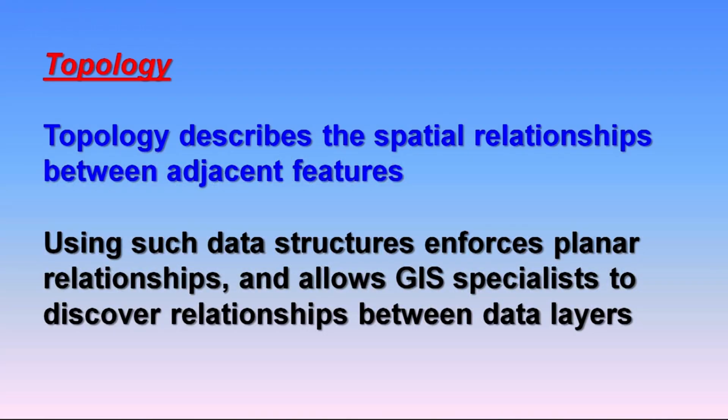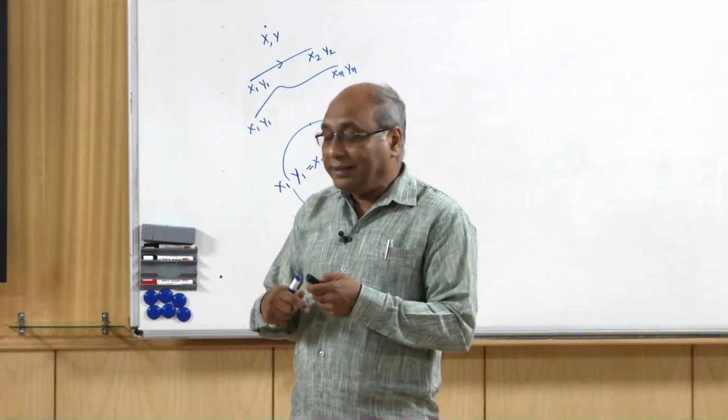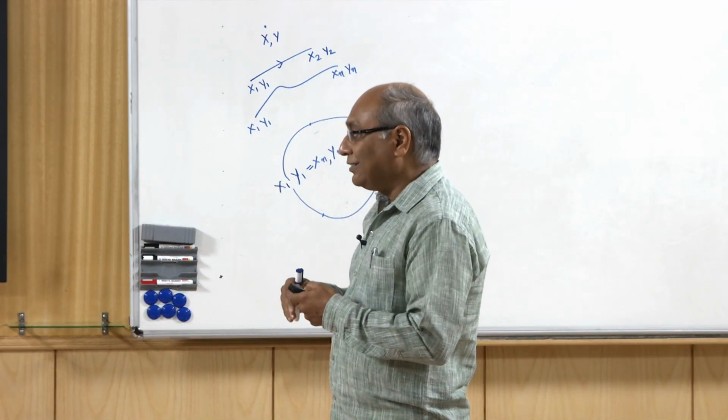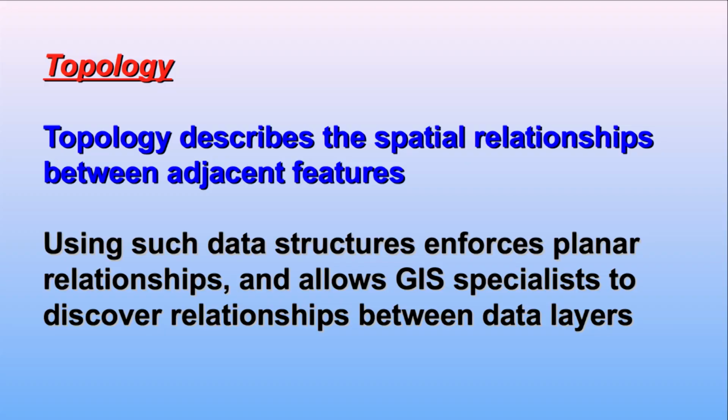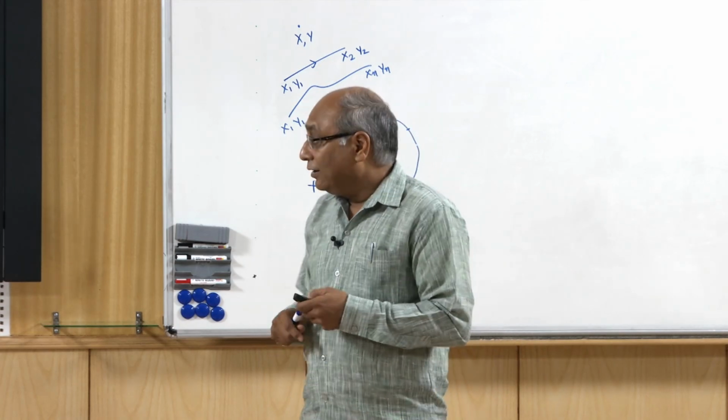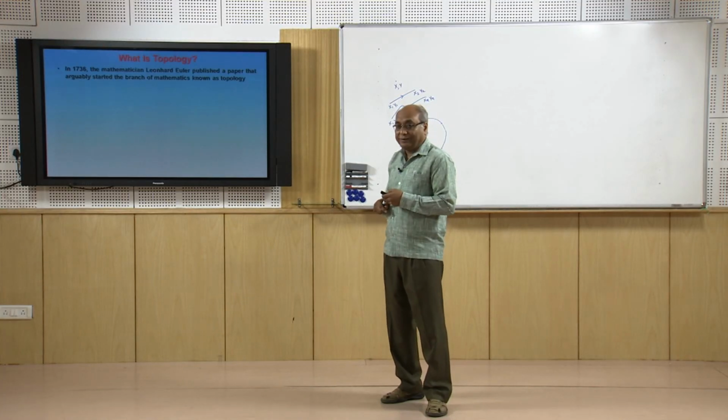So using such data which has a proper topology structure, it becomes much easier to handle in GIS. It becomes much easier to analyze such data, their planar relationships, and it allows us to discover relationships between different data layers as well. So topology is a must with vector data.